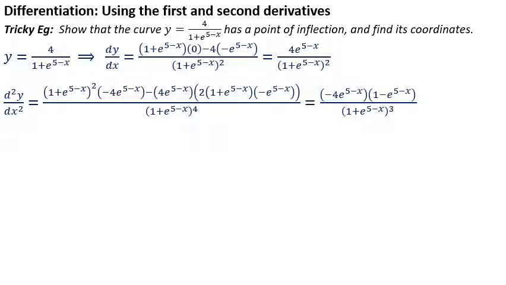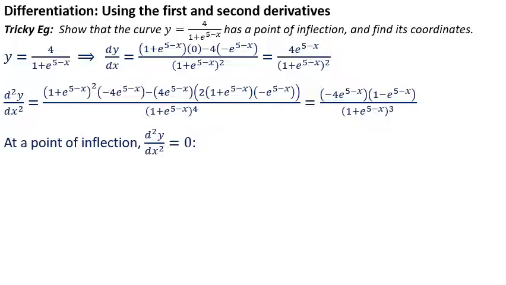This will also simplify a bit. I've managed to cancel a factor of 1 plus e to the 5 minus x from the top and the bottom and bring a few things together. We've also got a factor of minus 4e to the 5 minus x, which I can pull out of the top.